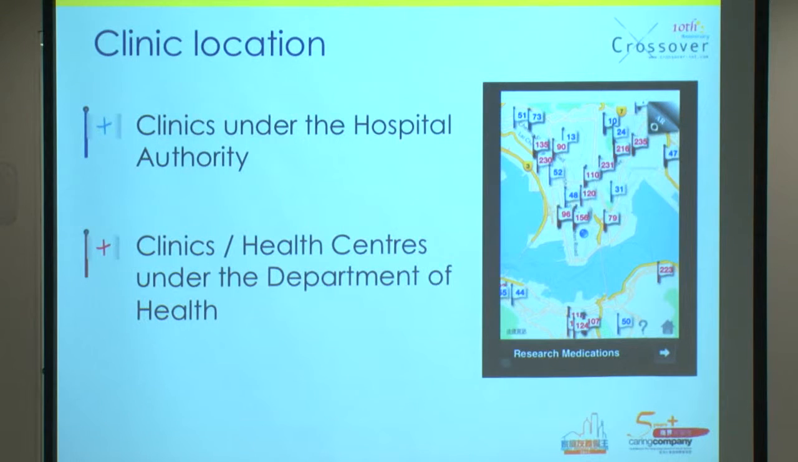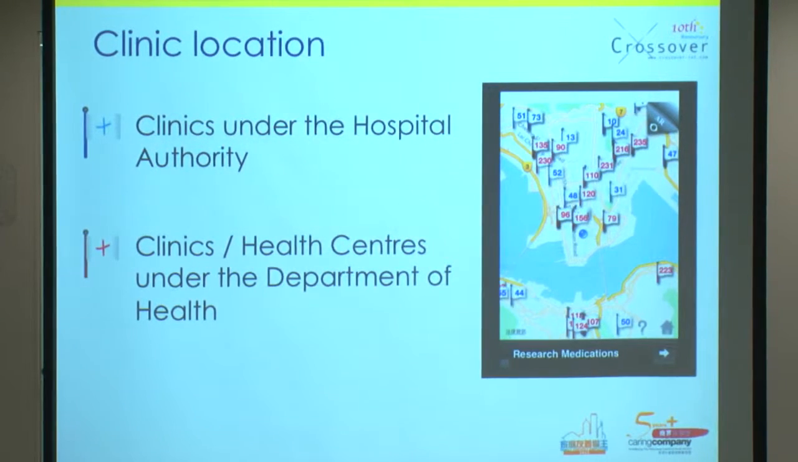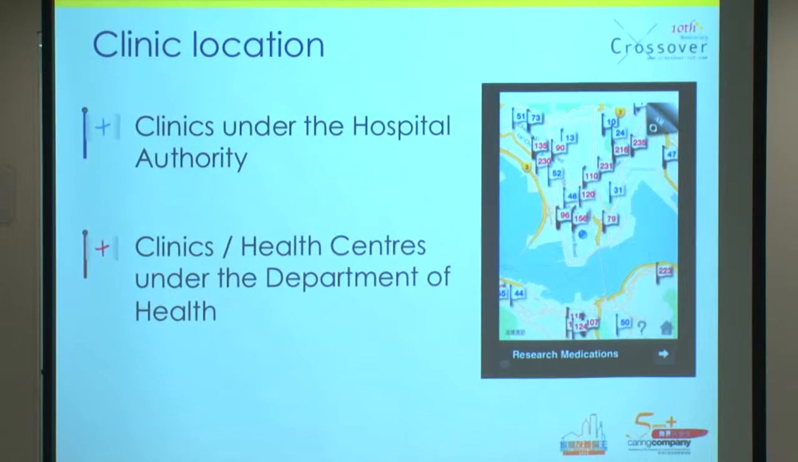And for the clinic locations, you can find that there are two kinds. One is blue in color, and another is red in color. The reason is that we have two different groups of clinics. One is from the HA, Hospital Authority, and another is for the Health Centers of the Department of Health. It's very interesting. We have many clinics in Hong Kong actually.